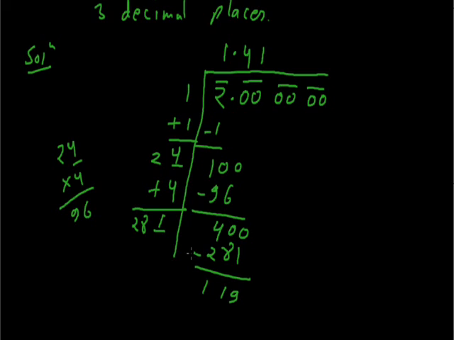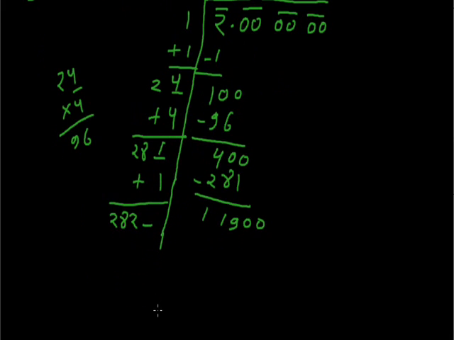I get 119 here. Again I copy the next period, that is 2 zeros. Again I copy the question, that is 1. 281 plus 1, that is 282 with a blank. Now I have to place a number here such that the product becomes equal to or less than 11,900. Let's say I put 4 here. So I have to multiply with 4 only.